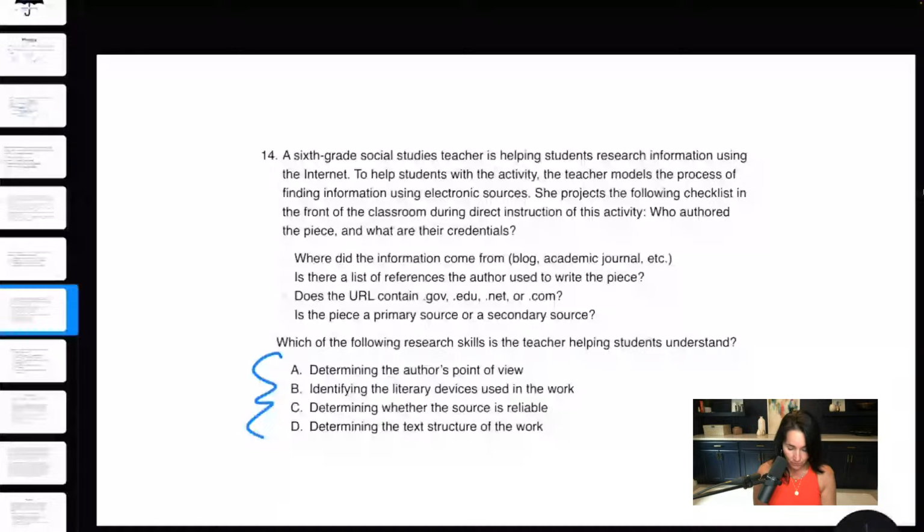Determine the author's point of view, identify the literary devices used in the work, determining whether the source is reliable. This is a good word, especially if we're talking about writing and the author's, like, your source and what's going on. C is jumping out to me. D, determine the text structure of the work.